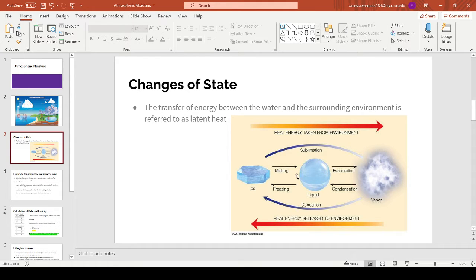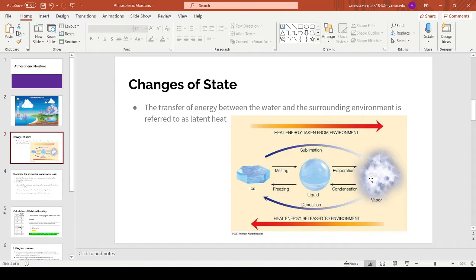So in this process, from ice to liquid, this is known as melting. From liquid to vapor, this is known as evaporation. And straight from ice to vapor, it's known as sublimation. And in this process, heat energy is being taken away from the environment, meaning that the water molecule is absorbing the heat from the environment. So as it absorbs the heat, it is making the surrounding environment cooler.